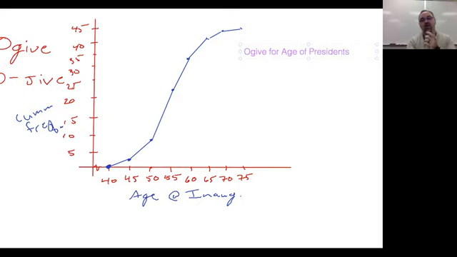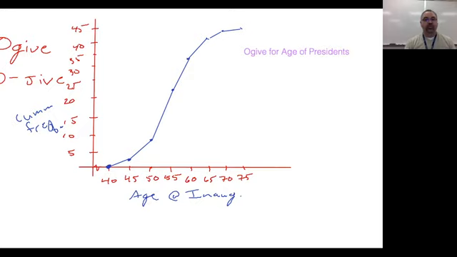Like that. Ogives are not particularly commonly asked for, but for whatever reason, the College Board does seem to like this particular graph when asking questions on their AP exam. So that's a real quick and easy way to do the ogive.